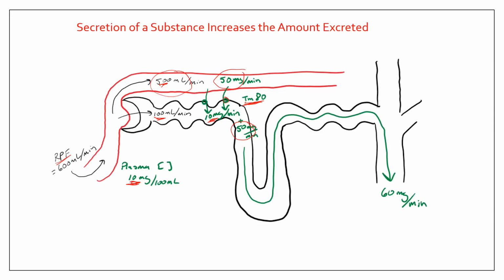So 10 that got filtered plus the 50 that was added every minute is a grand total of 60 milligrams per minute that ends up being excreted into the urine. And again, if you were just to measure what happened in the urine and how much got filtered, you say, all right, well, 60 milligrams per minute ended up in the urine. I know that 10 milligrams per minute got filtered. So then 50 milligrams must have been secreted into the nephron.